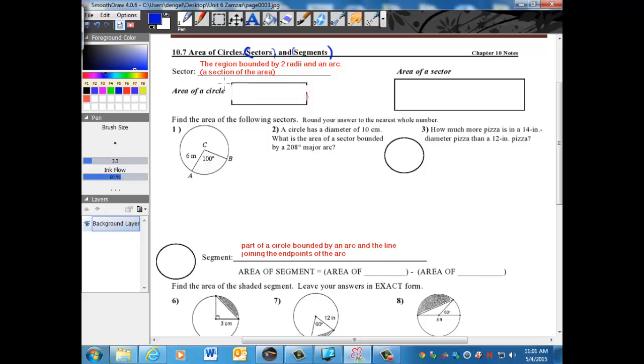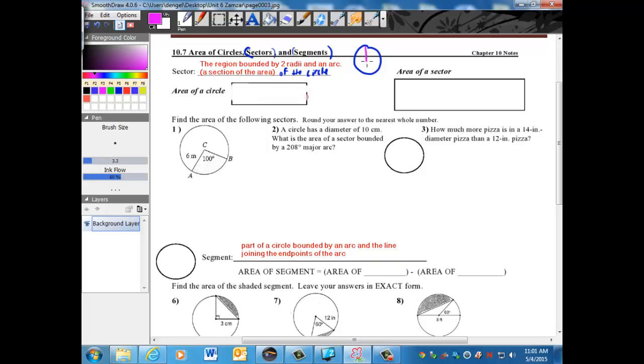The first term that we have is sector. It's the region bounded by two radii and an arc, and it's a section of the area of the circle. So as usual, let's get a visual so we understand what a sector is. In a sense, a sector is really a piece of the pie, and if you think of this entire circle being our pie, you might want to eat a piece of it.